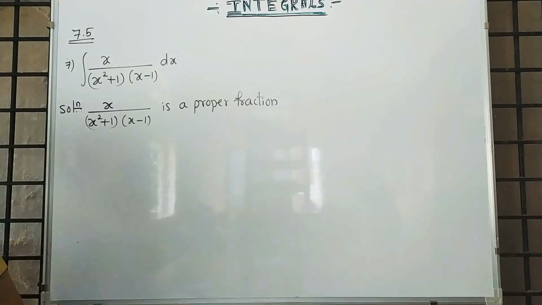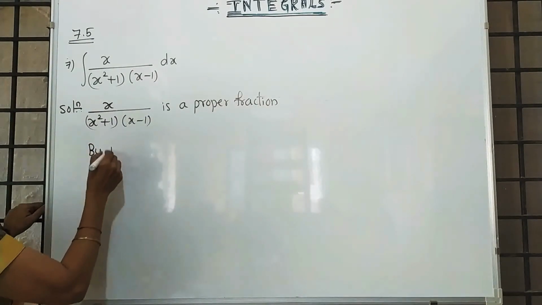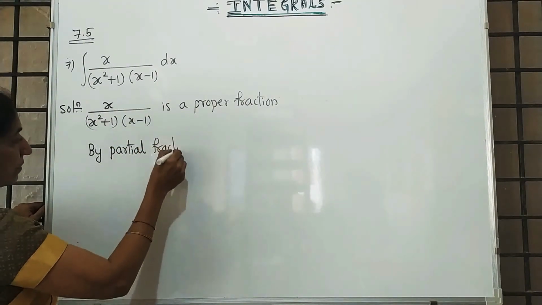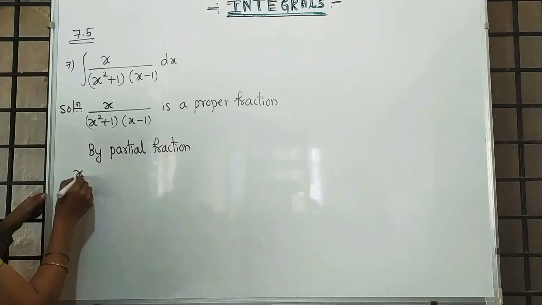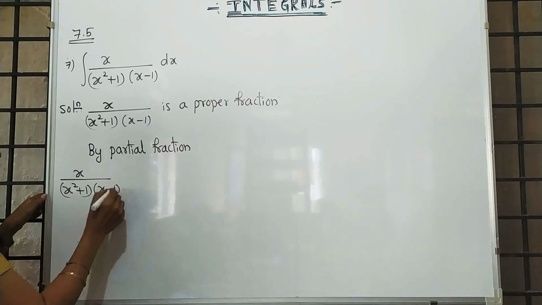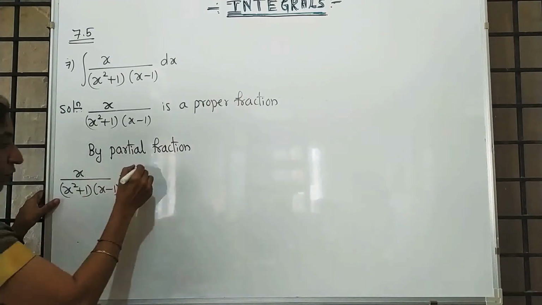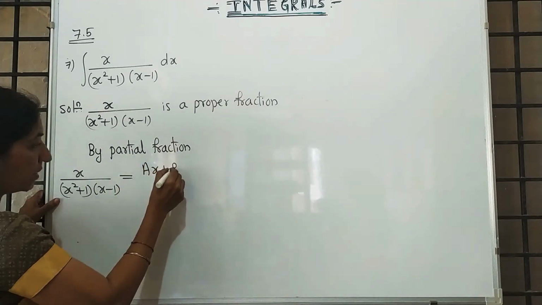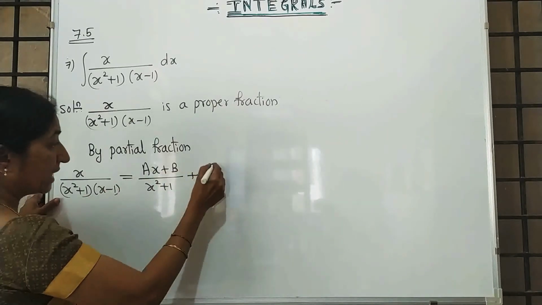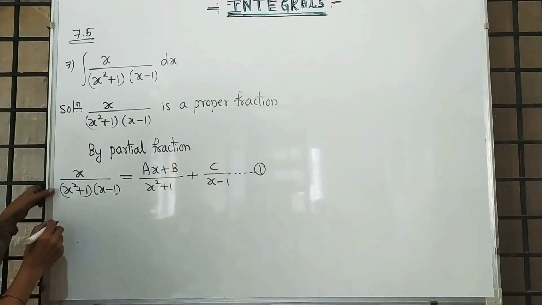Next, by partial fractions, x upon (x square plus 1) into (x minus 1). The first bracket is a quadratic, so further splitting is not possible. So it is (ax plus b) upon (x square plus 1). And the second one is linear, it is c upon (x minus 1). Let us call this equation 1.